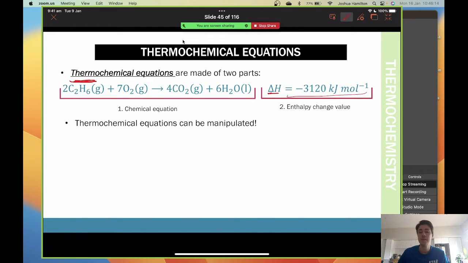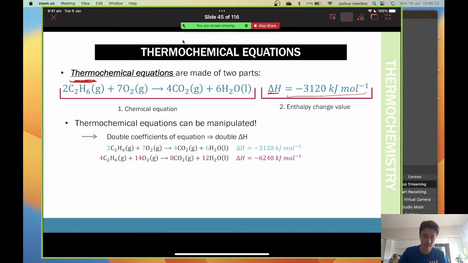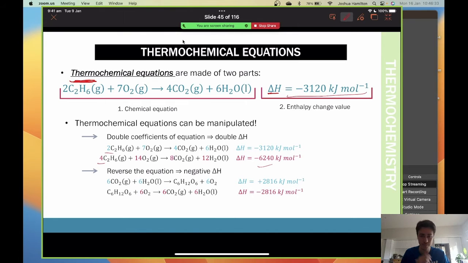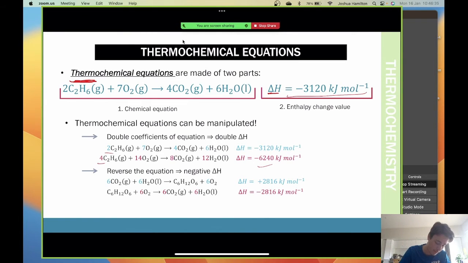The other thing is, thermochemical equations can be manipulated. If we double the coefficients, we double the delta H. As you can see there, we started off with 2 here, we went to 4, we doubled it. If we reverse the equation, we then have a negative delta H. So as you can see here, we had the equation of photosynthesis, we flipped it to make it cellular respiration, we now get a negative. Now, if it had been this one that had been flipped up here, this would have become positive.